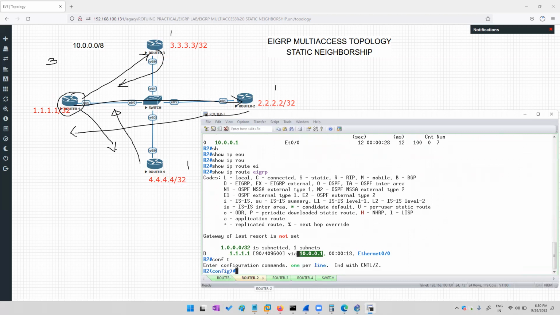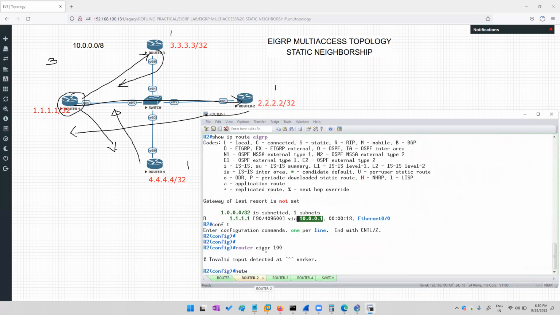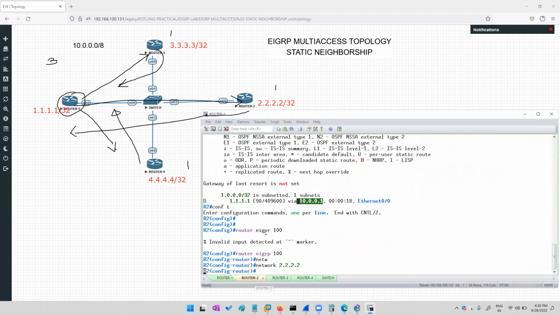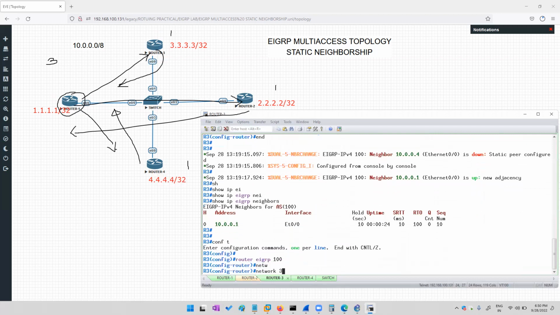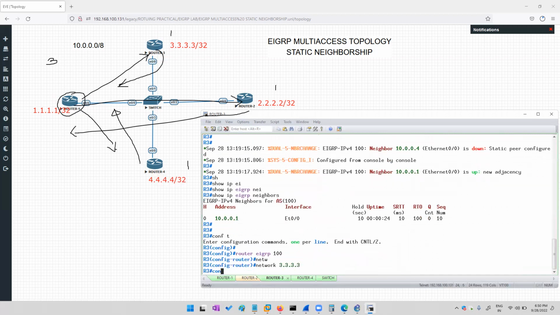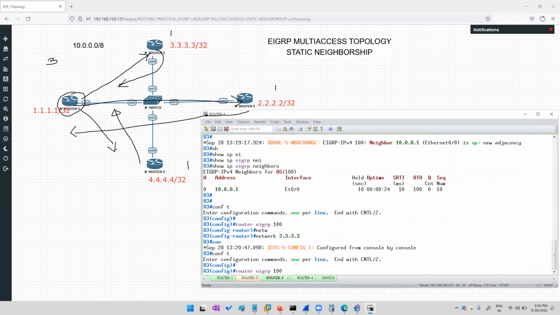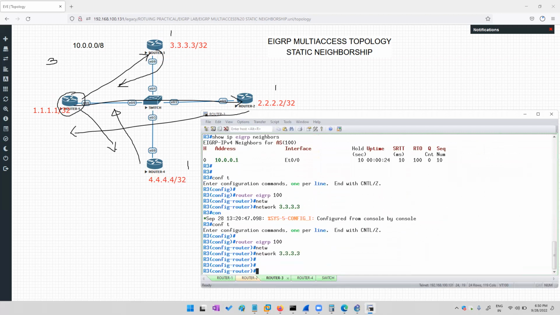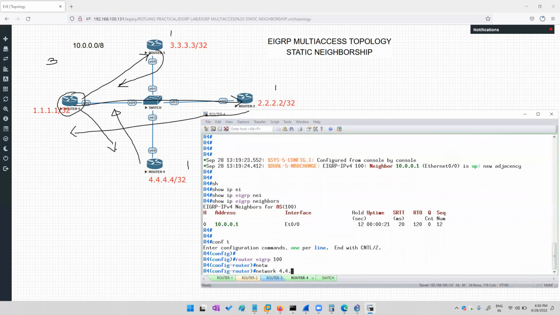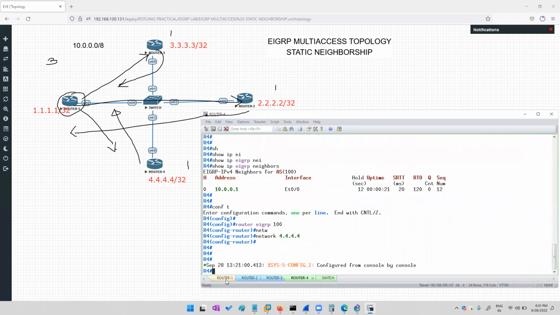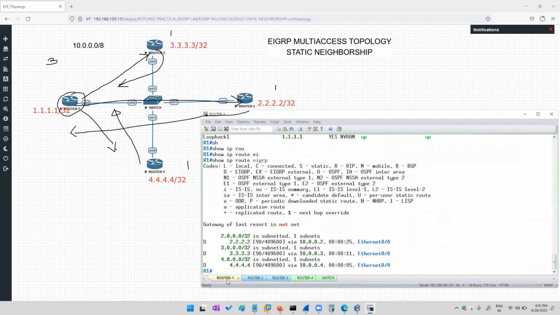But whenever R2 advertises network 2.2.2, whenever R3 advertises its LAN side network 3.3.3, router EIGRP 100 network 3.3.3, and R4 also advertises router EIGRP 100 network 4.4.4. Now R1 will successfully receive all the routes 2, 3, 4, because R1 has 3 neighbors: R2, R3, R4.